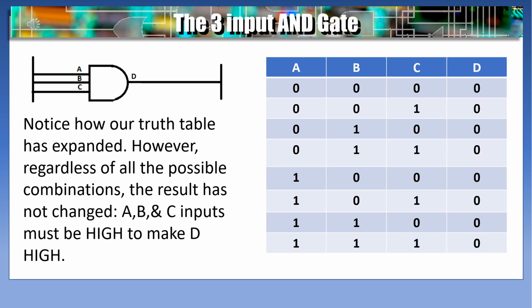Here is our truth table for our 3-input AND gate. Notice how it is expanded. However, regardless of all the possible combinations, the result has not changed. A, B, and C inputs must be high to make D high.